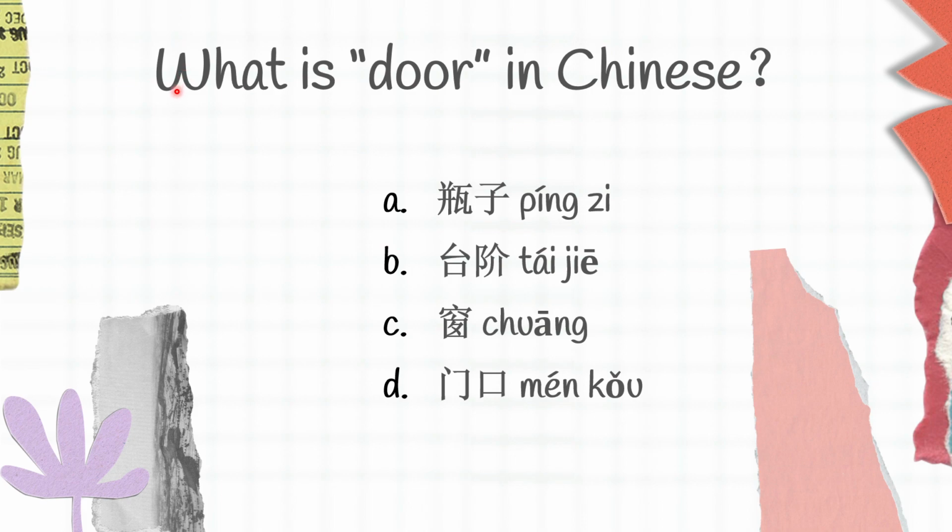Moving on to the next question. What is door in Chinese? So we have A, 瓶子, B, 台阶, C, 窗, D, 门口. So which one of them is the correct answer? Pingzi is bottle. 台阶 is stairs or flight of steps. 窗 is window. 门口 is door. So the correct answer for this question should be D. 门口.